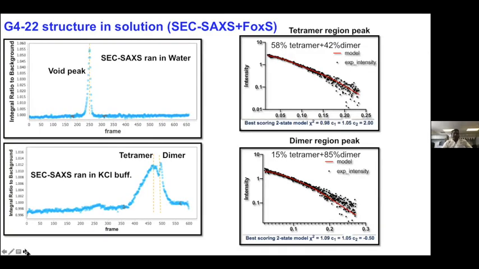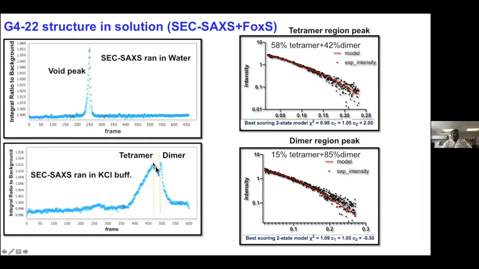We wanted to validate this structure in solution, so we used SAXS. G4s are known to be very specific in that you need KCl to form a G4. So first we ran the G422 sequence with SAXS with water as a buffer, and as you can see, everything ends up in the void volume, so the sequence would aggregate. But the moment we ran the SAXS with KCl buffer, now you start seeing both tetramer and dimer populations.